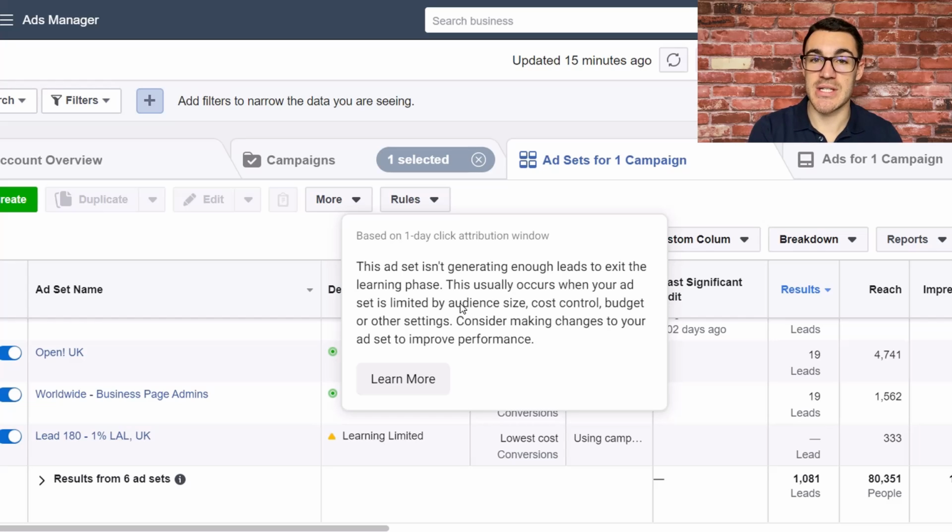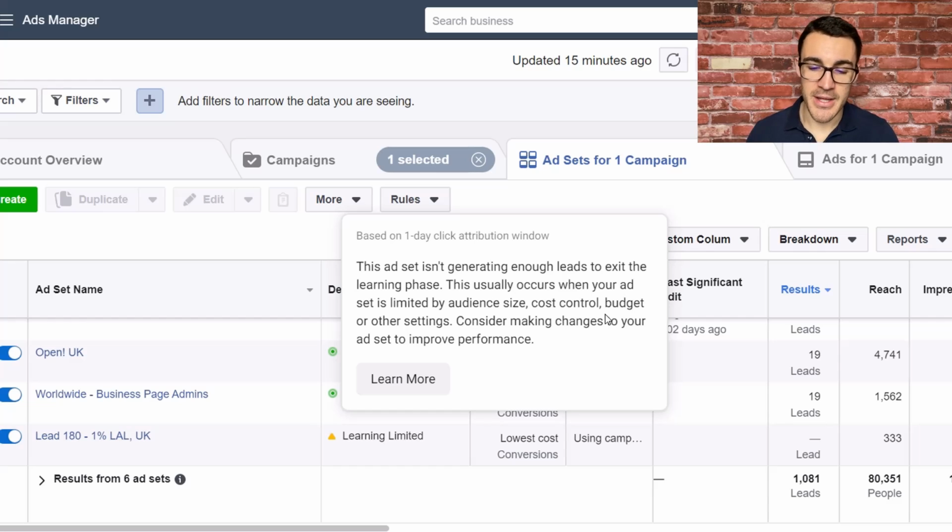So first thing you want to adjust is your audience size. Does that make a difference? Give that 5 to 7 days to see the impact of that. Have you got any cost controls? Are they too restrictive? Okay, look to increase those or remove them altogether. And then if those things don't improve performance, don't get you out of Learning Limited and start generating those leads and purchases for you, that's when I would look to adjust your budget, but only then.